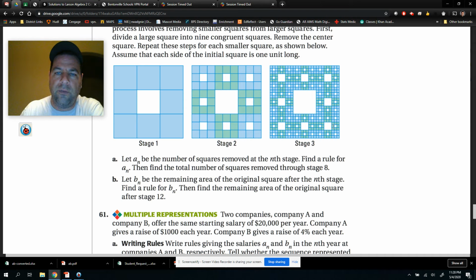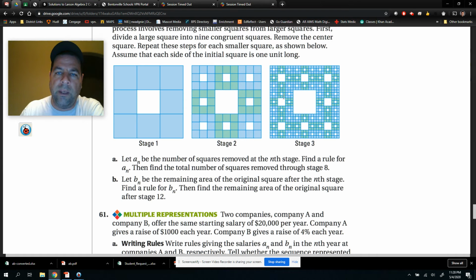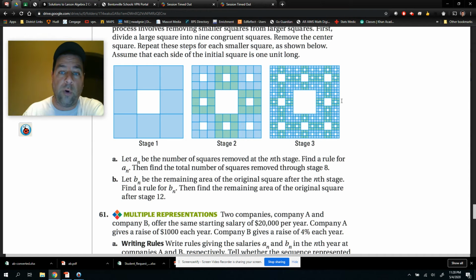9 and 6 is 15. 9 and 6 is 15. We're at 30. 6 and 9 is 15, 6 and 9 is 15. That's 60, and here's 4 more. So we removed 64 squares in stage 3. In stage 1, we removed 1 square. In stage 2, we removed 8 squares. And in stage 3, we removed 64 squares.